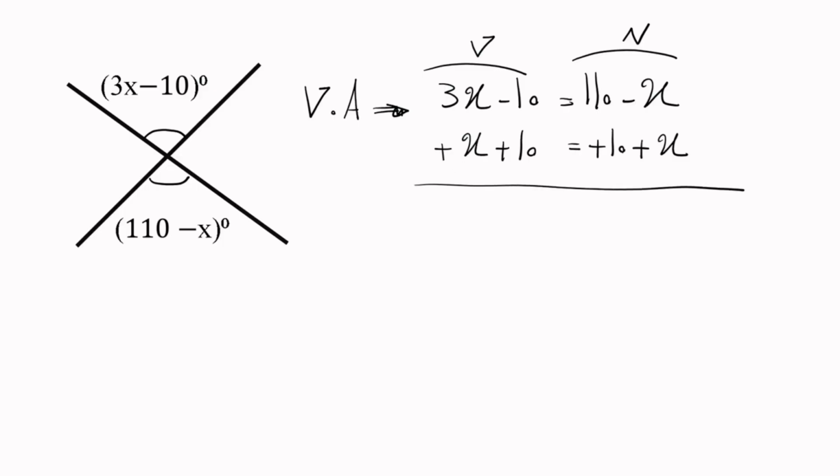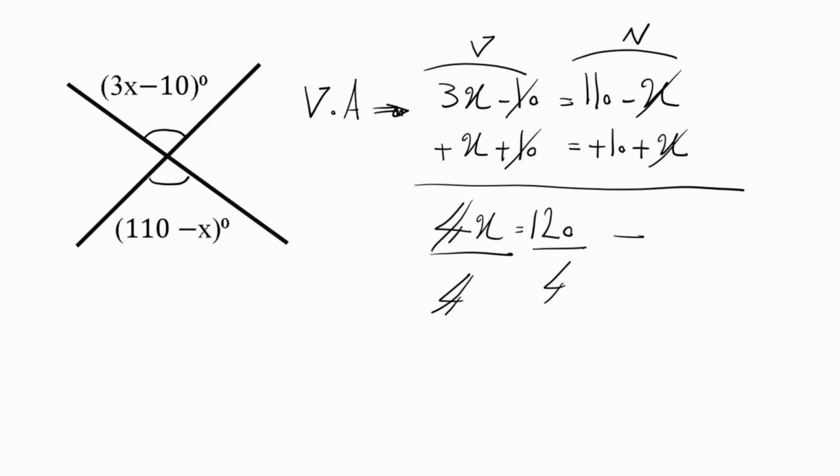If I add these two equations, these two are going to cancel each other out, these two are going to cancel each other out, and I'm going to have 4x is equal to 120. The only thing that I need to do is dividing by 4. These two are going to cancel each other out, and x is going to become 30 degrees. Really easy.